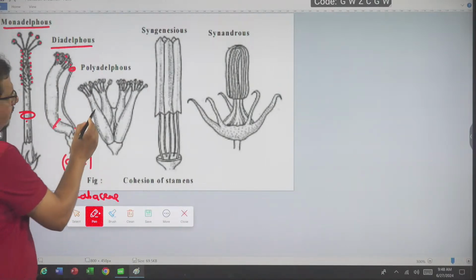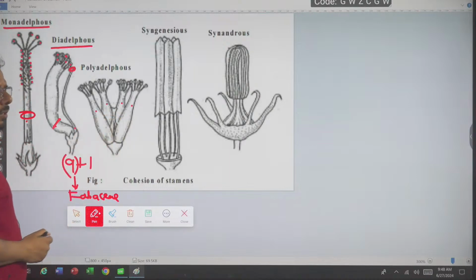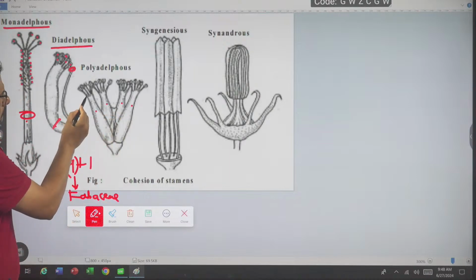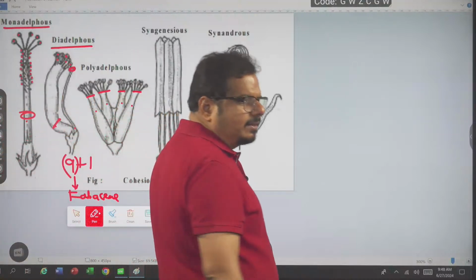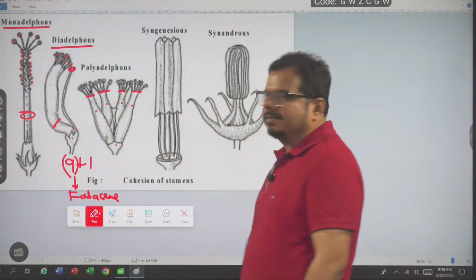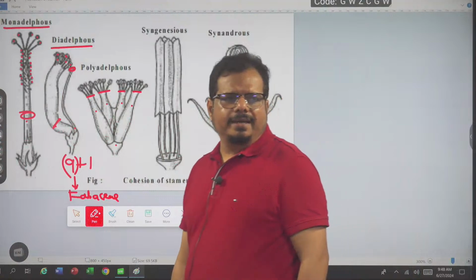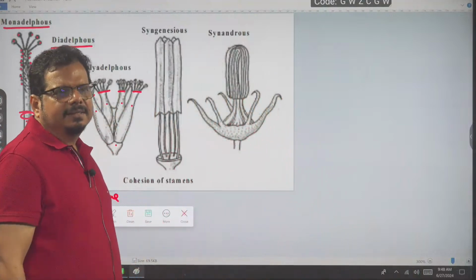Now you see here bundles of filament. More than 2 bundles are there. Look who is free. Anthers are free everywhere. It is polyadelphous. Such condition we are getting in citrus. Did you get the idea? Understanding came about it? Right?